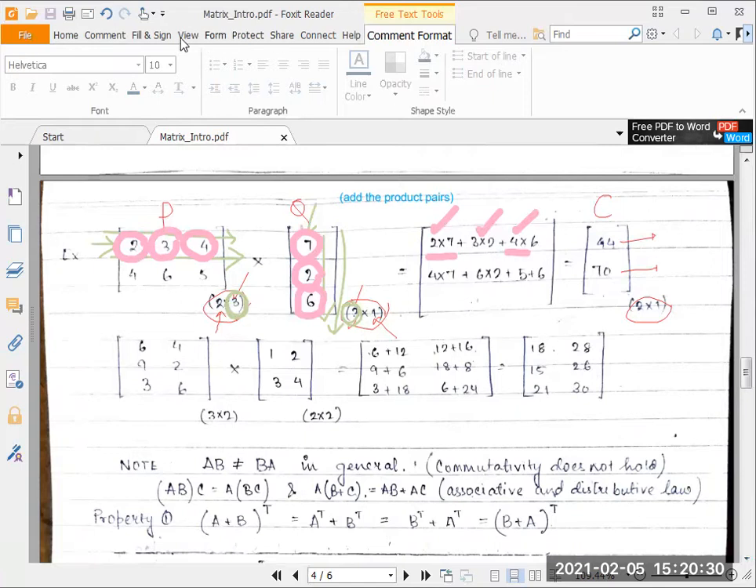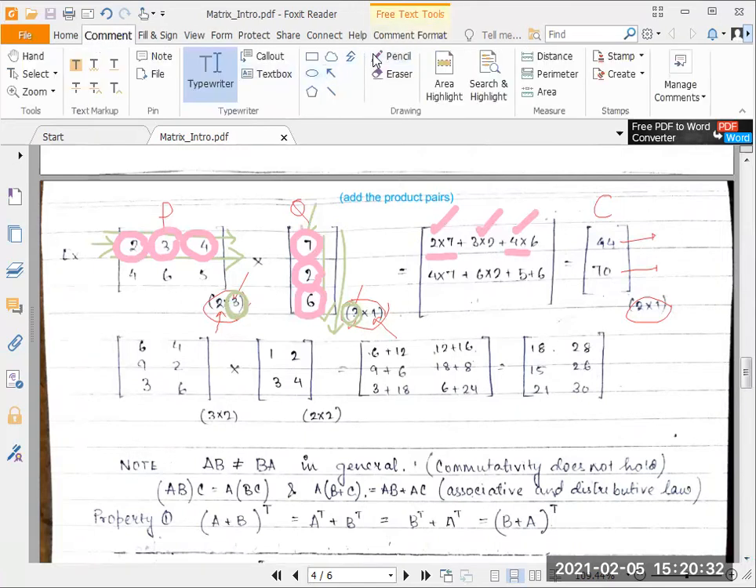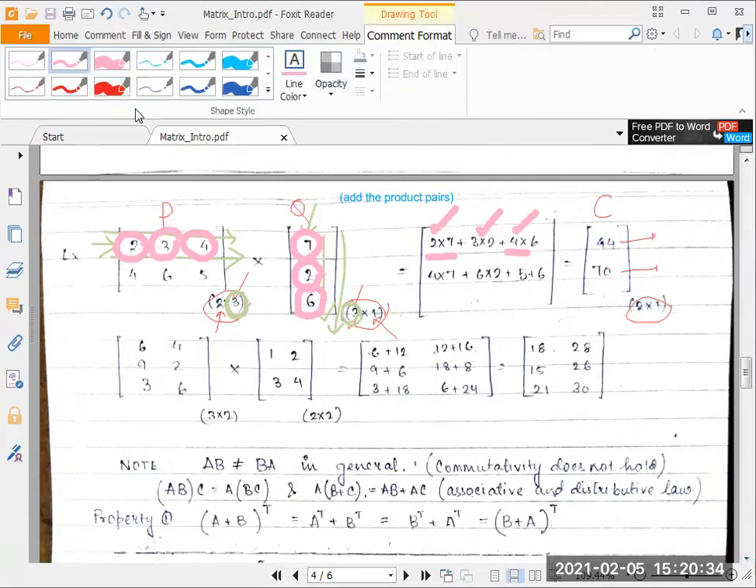Similarly, we can also find the other elements. Let's take a different color this time, let's say blue. Next, we take the second row. Since we have just one row here, we go along the same row. We'll have 4 times 7, that's 4 times 7 over here.